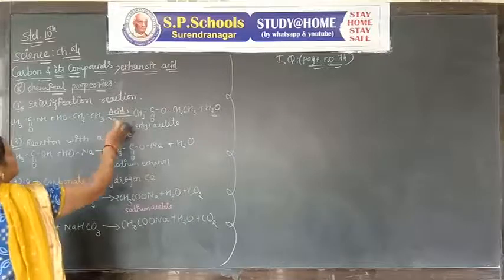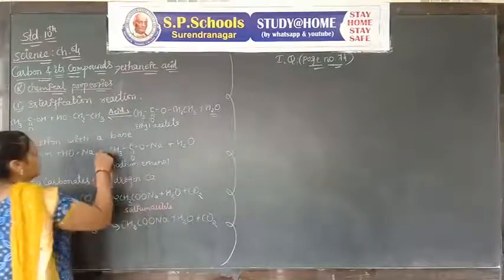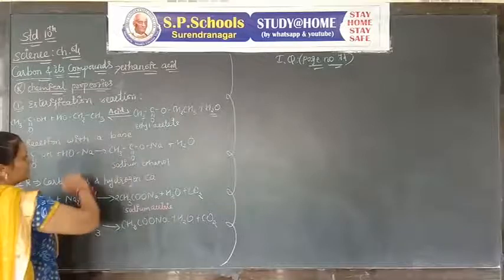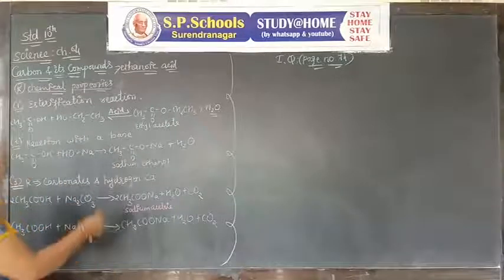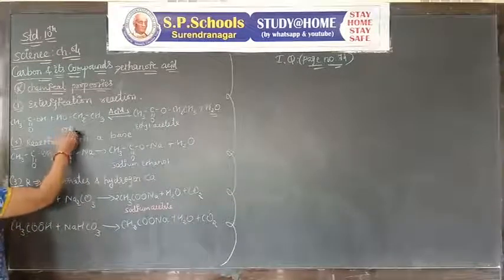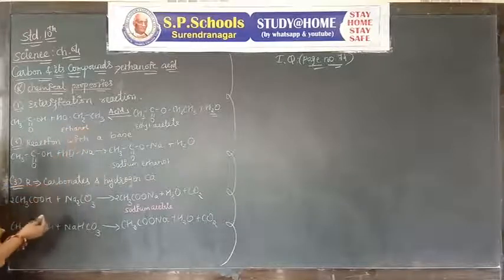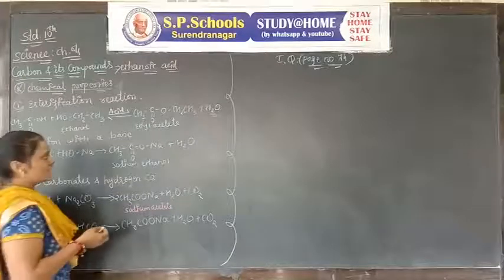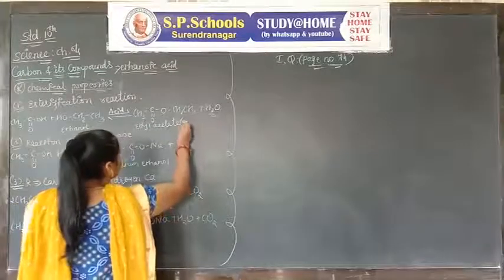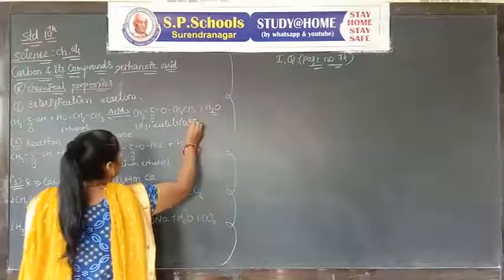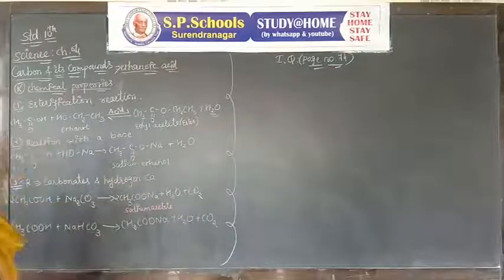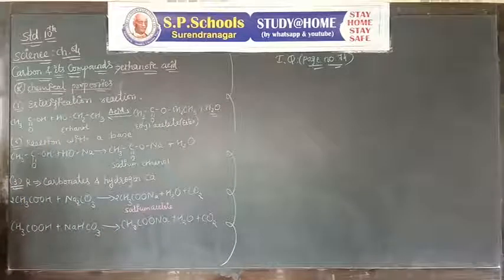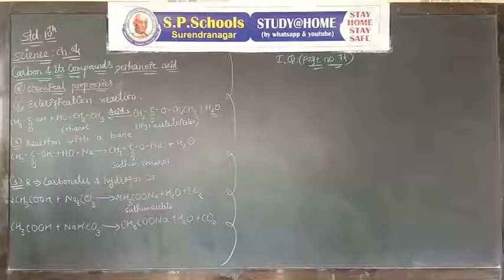Here two arrows can be seen, not a simple arrow. Two arrows mean the process is a reversible process. Ethanoic acid combined with ethanol forms ethyl acetate, CH3COOCH2CH3. Ethyl acetate is called an ester, so the process is called the esterification reaction.